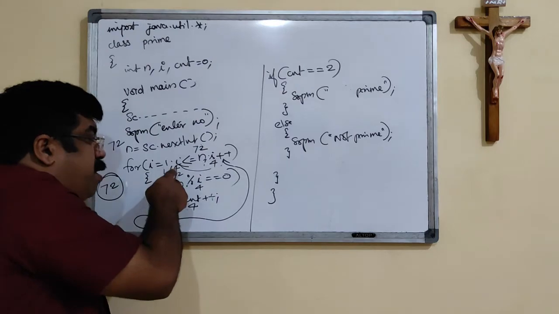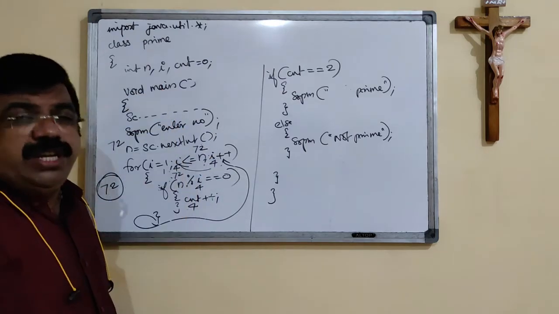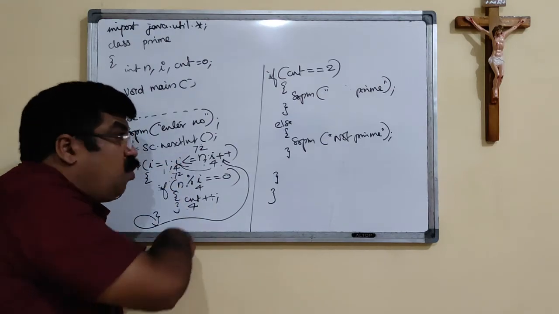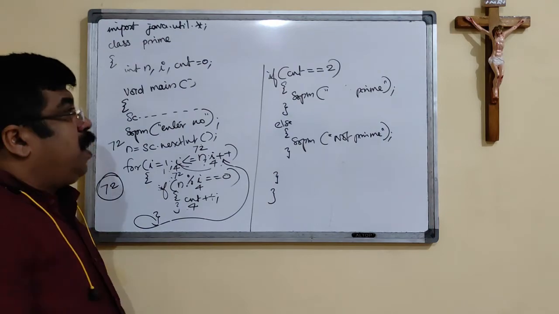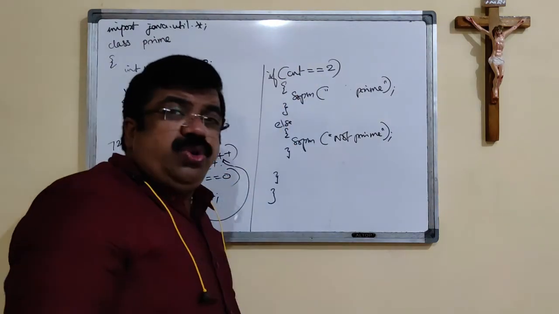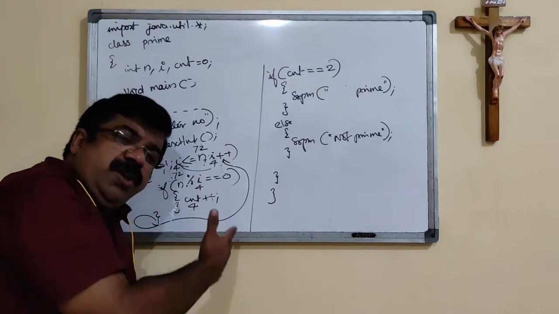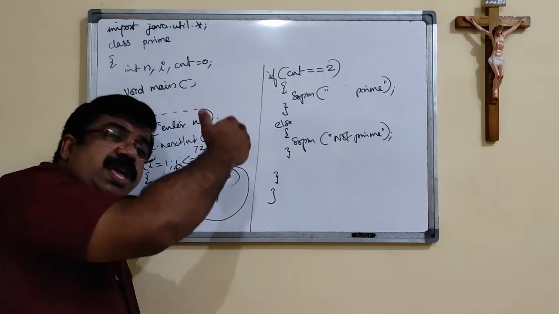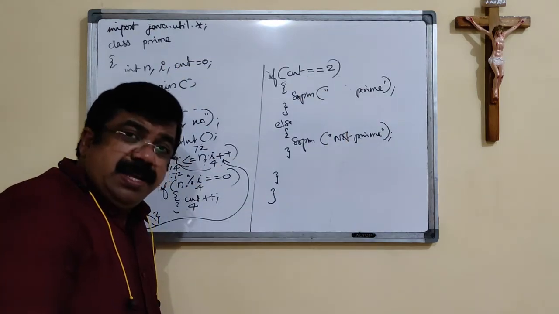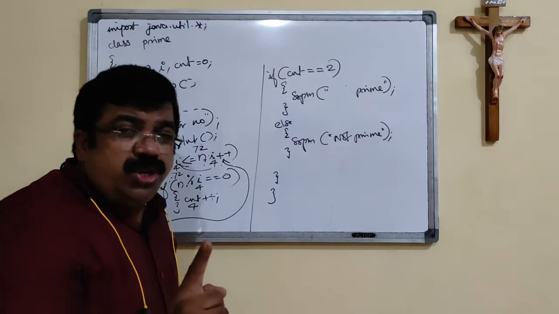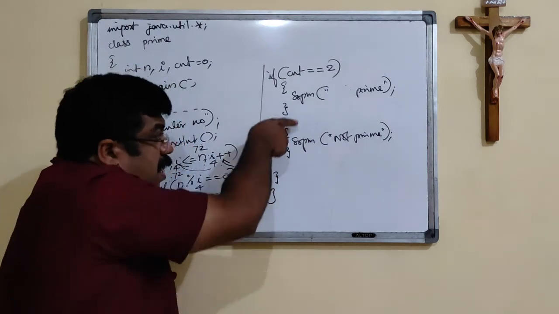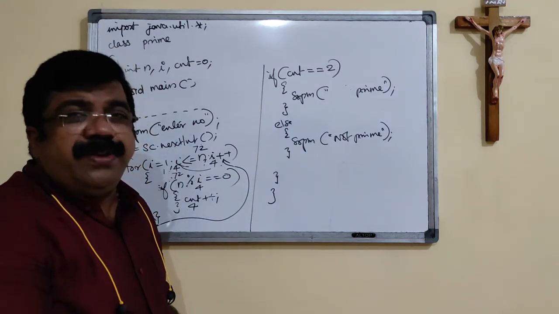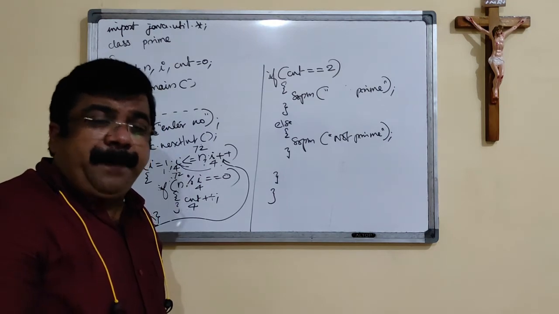That means the moment i goes above 72, the condition becomes false. We jump out of this loop and go to the next statement. There we are checking, is count equal to 2? What is the count? It is already 4. When more factors come, the count slowly goes on incrementing. Now this condition is not true. What will happen? The else part will print not prime. Already 72 is not a prime number.